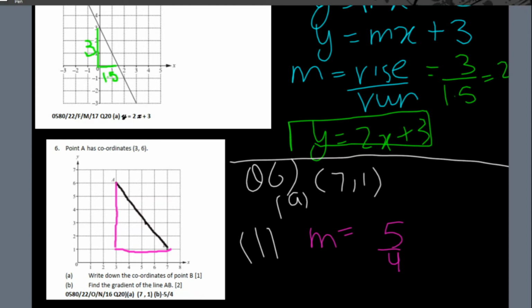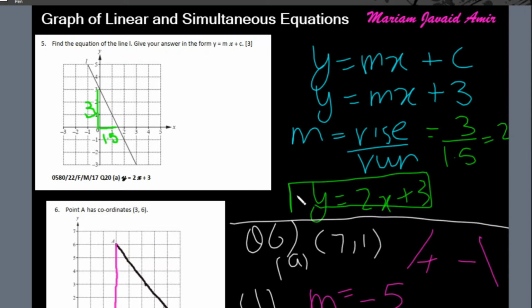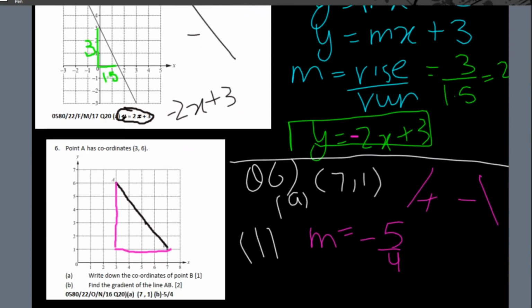Remember we discussed that if the line is falling, its slope will be negative, and if it's a rising line, its slope will be positive. Keeping this in mind, the slope of the answer for question 5 should also be minus 2x. I've copied the wrong answer from the marking scheme. This is y equals minus 2x plus 3. Alright, make this correction since the line is falling. So for a falling line, the slope is always negative. So even when you're finding rise over run, you will put a negative sign with it yourself. So these are the two answers for question 5 and question 6.